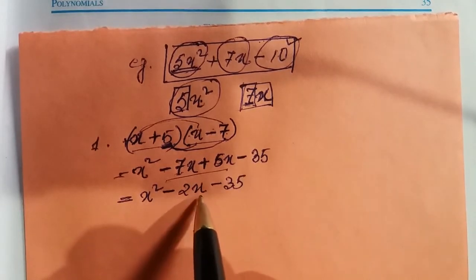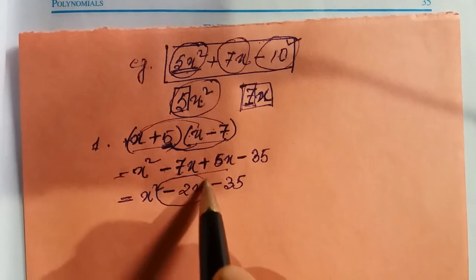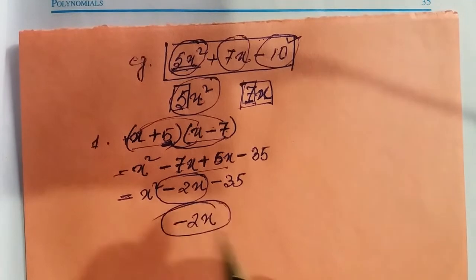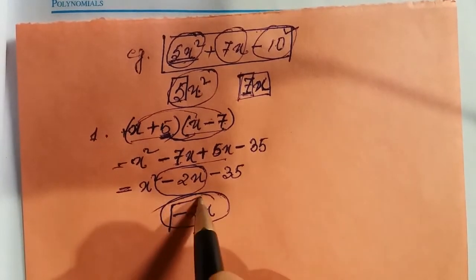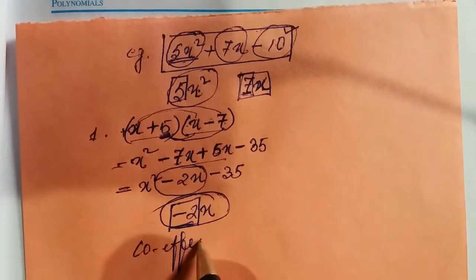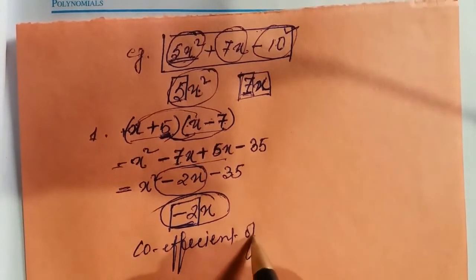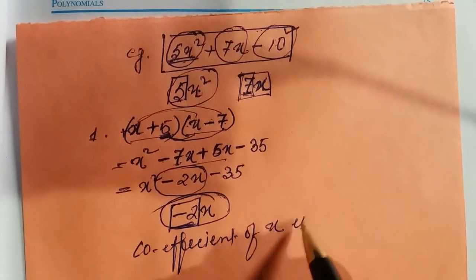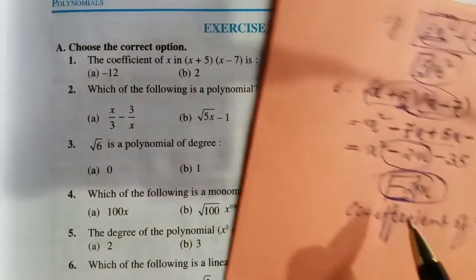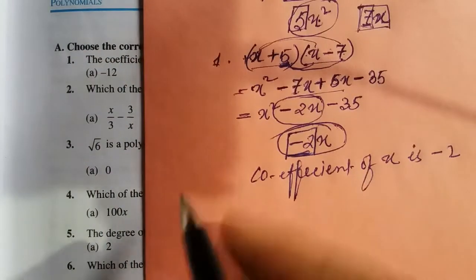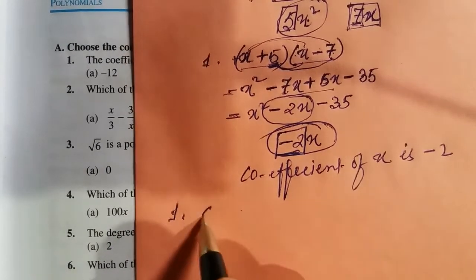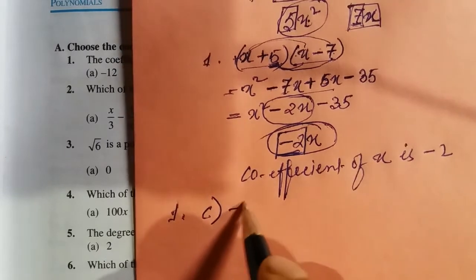Now x is in the middle term, and this middle term is minus 2x. The numerical factor here is minus 2, so the coefficient of x is minus 2. So this is the right answer: C is the correct answer for question number 1, that is minus 2.